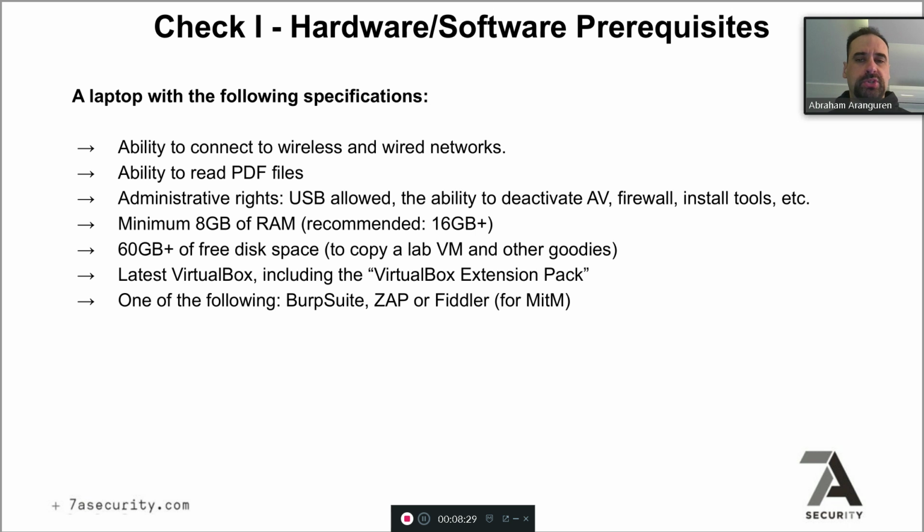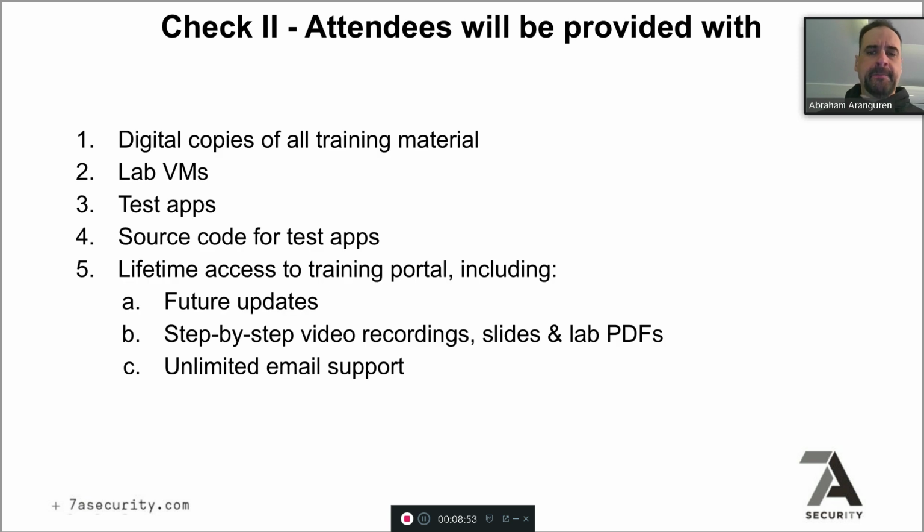8 gigabytes of RAM should be enough. And if you have 16 or more, that's even better. 60 gigabytes of free disk space will be excellent to be able to import a VM and other stuff that we will share. And then in this particular course, the VM that we will share is for VirtualBox, but if you use VMware, that is also known to work. And for man-in-the-middle stuff, we will be using Burp.